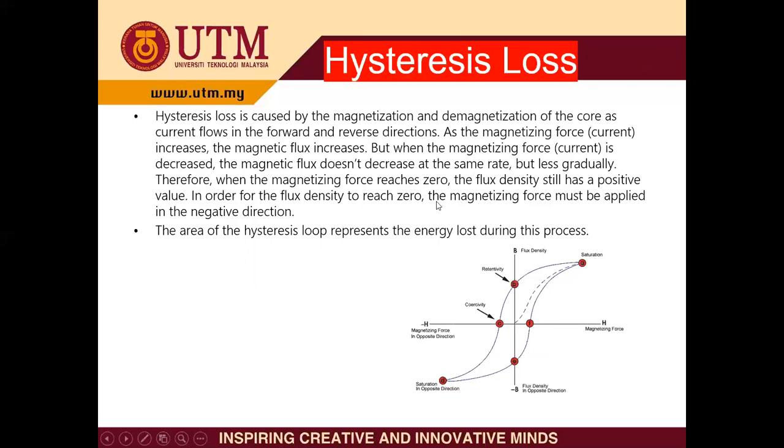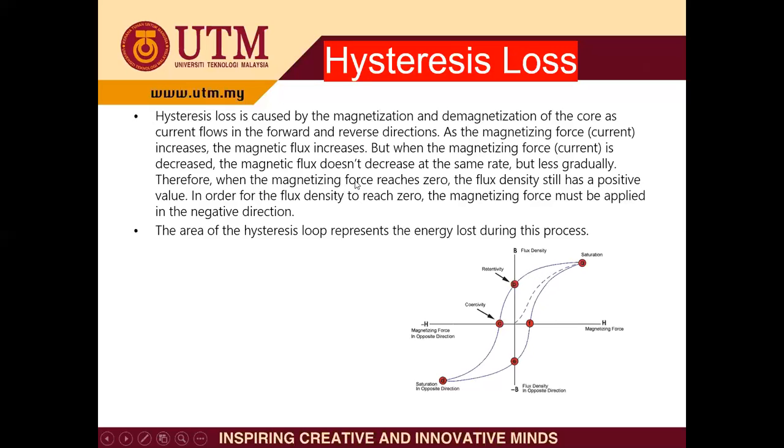To a certain point. But when the magnetizing force is decreased, the core demagnetizes, however the magnetic flux does not decrease at the same rate, but more gradually. So it takes this path instead of the original path. When H decreases, B, the flux density, does not decrease equally to the decrement of H. It decreases less compared to H, and this is the new path for demagnetizing.